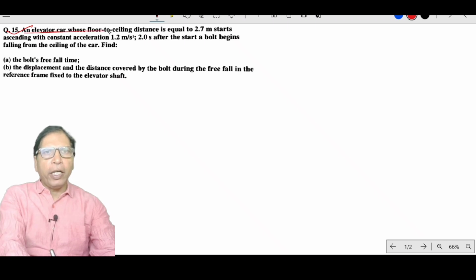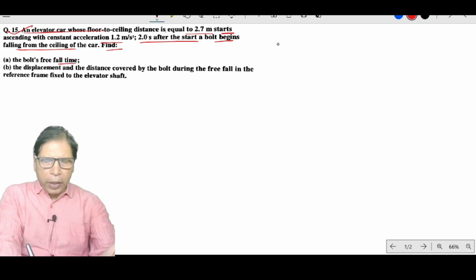Now look at question number 15. An elevator car whose floor to ceiling distance is equal to 2.7 meter starts ascending with constant acceleration, 1.2 meter per second square. 2 seconds after the start, a bolt begins falling from the ceiling of the car. Find number one, the bolt free fall time.